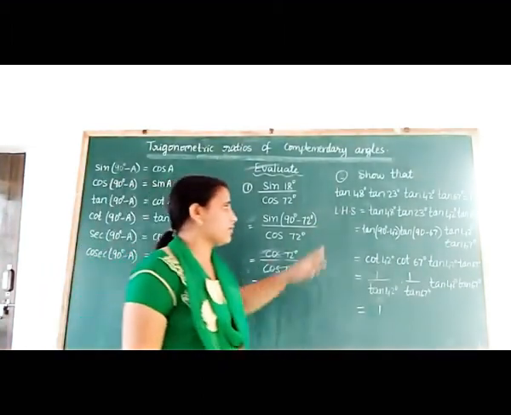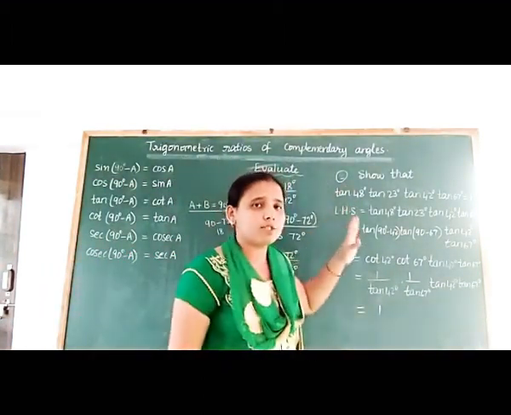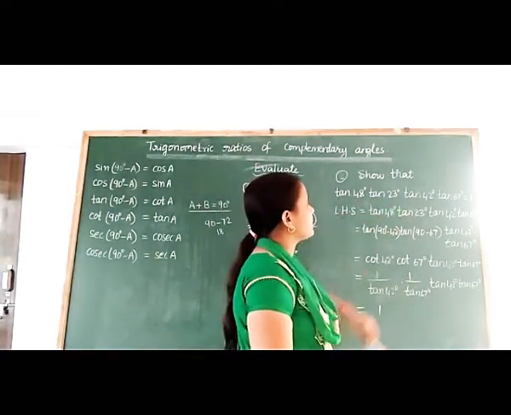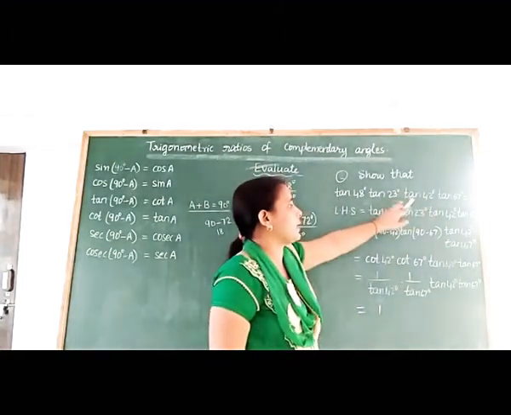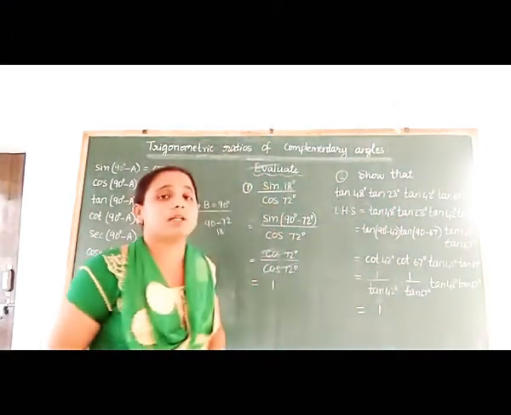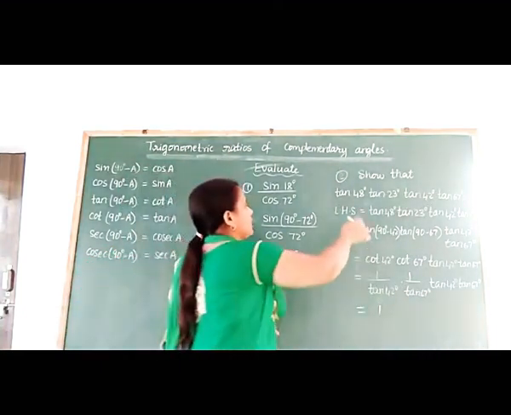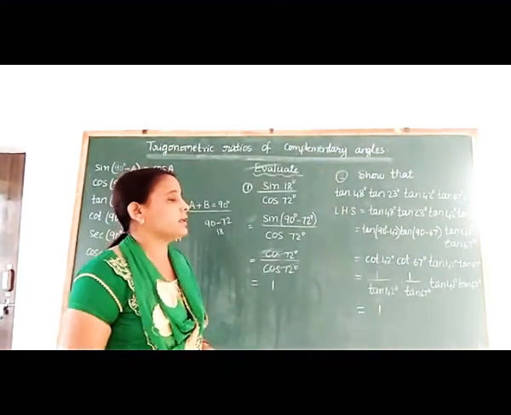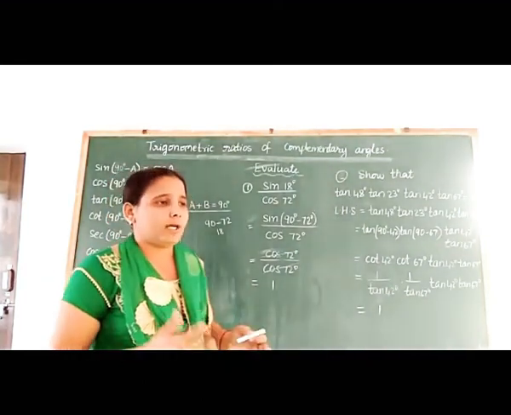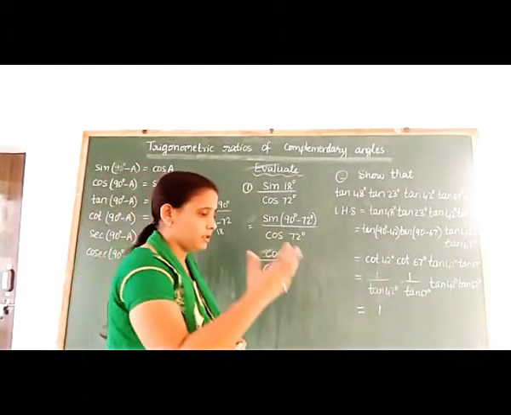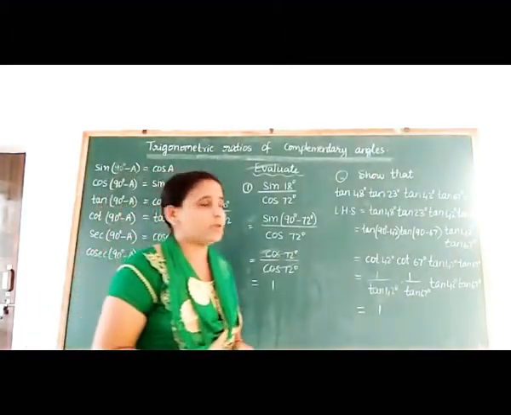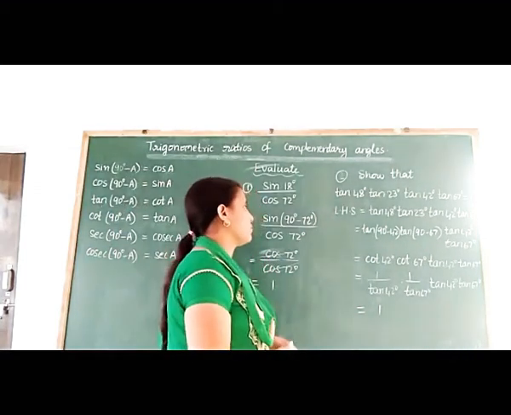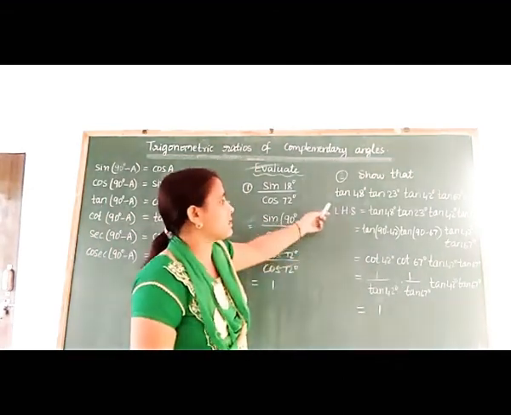Now come to the next question, that is show that. Show that means we have to prove tan 48 degree into tan 23 degree into tan 42 degree into tan 67 degree is equal to 1. We have to prove that all these values together become 1. When we have to prove something, we take LHS or we take RHS. In this you are seeing that in RHS there is only one, we can't do anything in that. So let's take the left hand side.